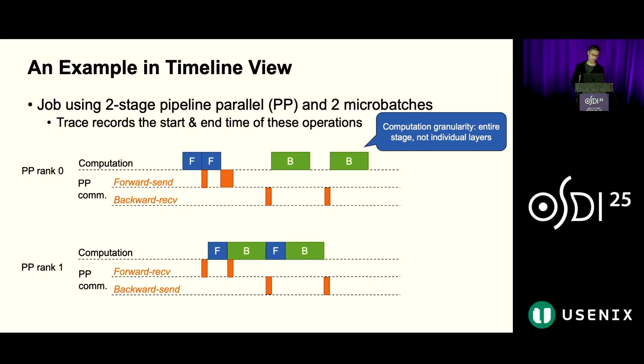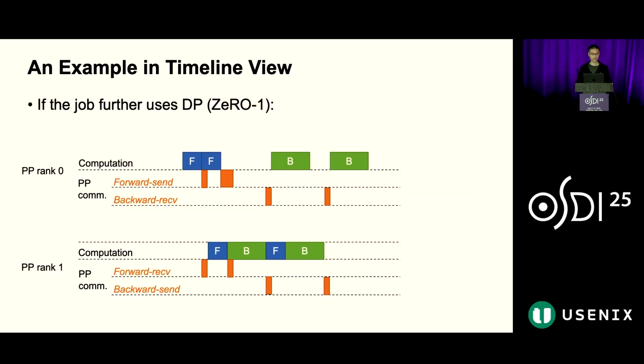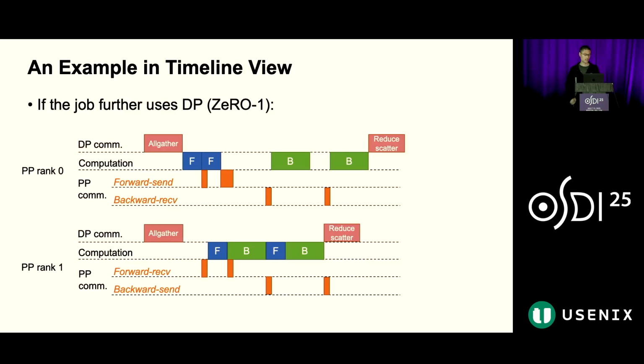These are recorded at the NCCL kernel granularity, and they represent peer-to-peer communications between the two neighboring PP ranks. If you use data parallelism in a ZeRO-1 style, which is a common variant of DP, you will have one more stream containing the all-gather and reduce-scatter kernels for data parallelism in every worker.